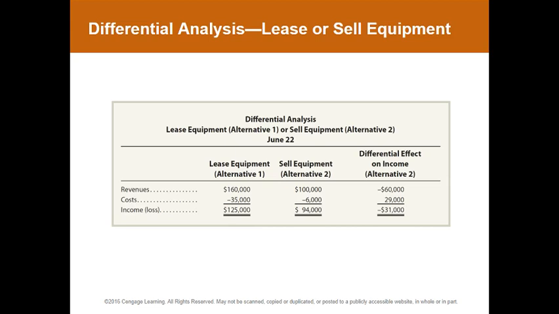Now, when we compare alternative 2, which is to sell the equipment, to alternative 1, we find that there is $60,000 less of revenue, $29,000 less of costs. However, overall, it would be $31,000 less of income.